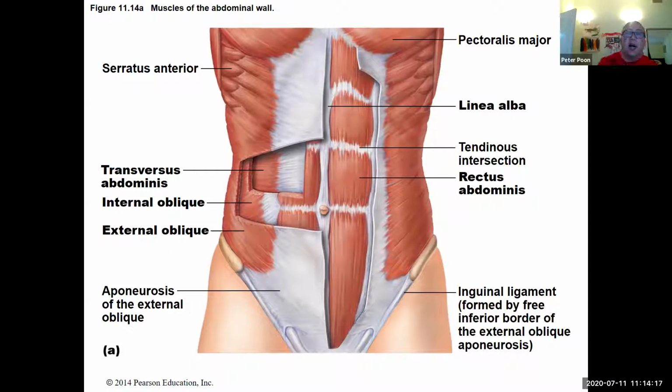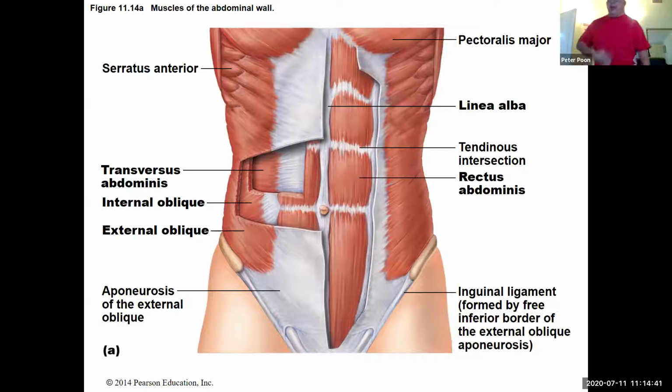So the easy way to tell the internal oblique from the external oblique, the external goes this way. It's the same movement as if you're putting your hands in your pockets. The external runs this way. The internal runs that way. So external, internal.